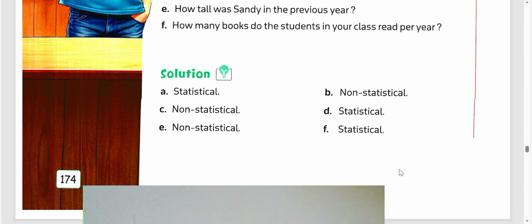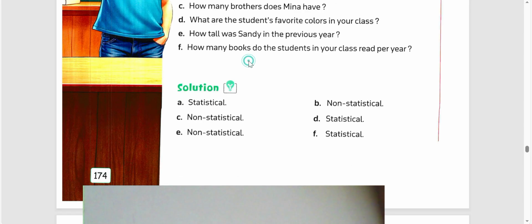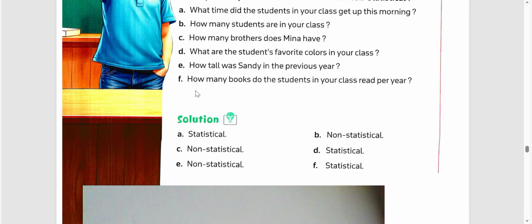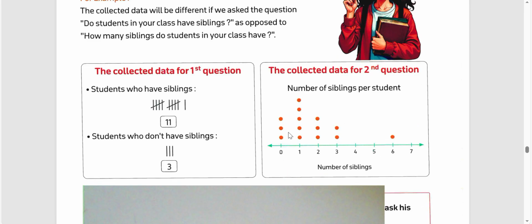Solution here. How many books do the students in your class read per day? It will be statistical. We have different answers here. It will be a statistical question. The solution is down here. Okay, you can review the answers from the book. Letter A, statistical, letter B, non-statistical, and so on. Next question, I will solve examples with you.